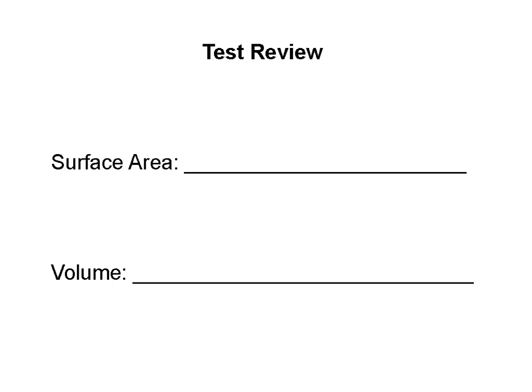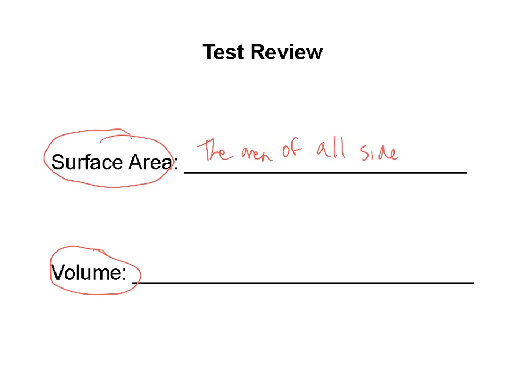Really important on our test today, they're going to keep flip-flopping between these two things. Remember, the surface area is the area of all the sides put together. All right, you add them up at the end. Whereas the volume is how much something holds, or how much space something takes up. Be careful. We flip-flop between those two all throughout the chapter and now on the test too.